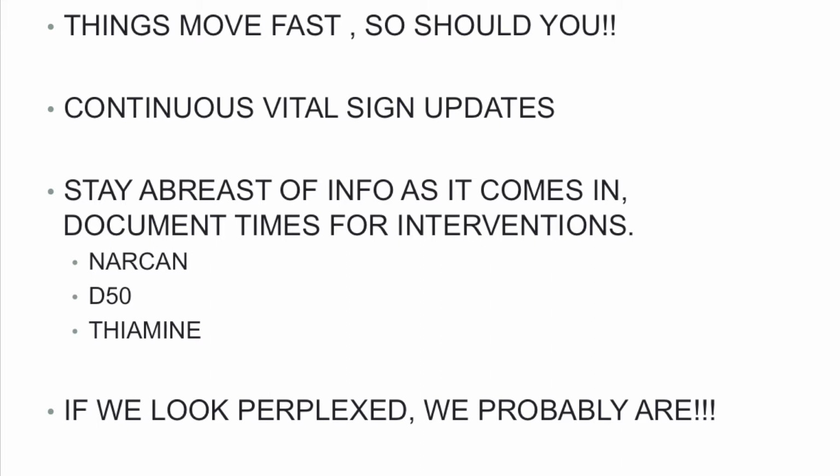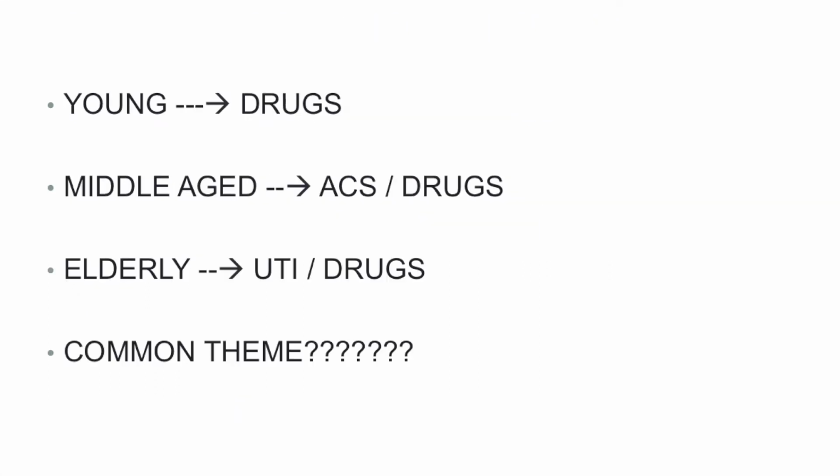These patients, a lot of them will be getting Narcan to reverse opiates. They'll be getting D50 for suspicion of possible low blood sugar, thiamine if they're alcoholics. And if we look perplexed, we probably are. So there are some high stress times when we're dealing with these patients, and do not take it personally if your physician is a little curt and short with you, because we are trying to work this patient up as fast as we can to figure out that source.